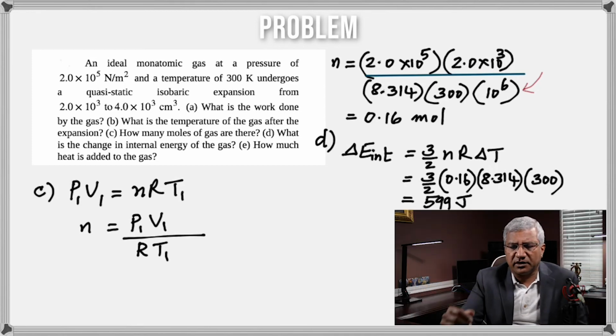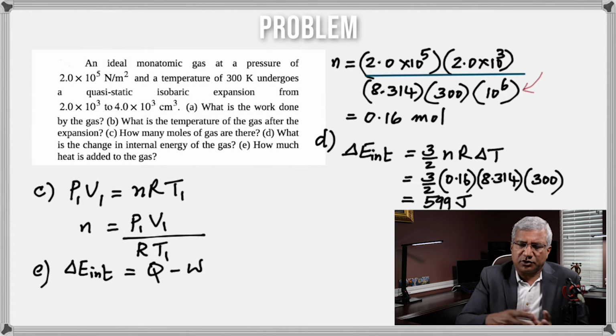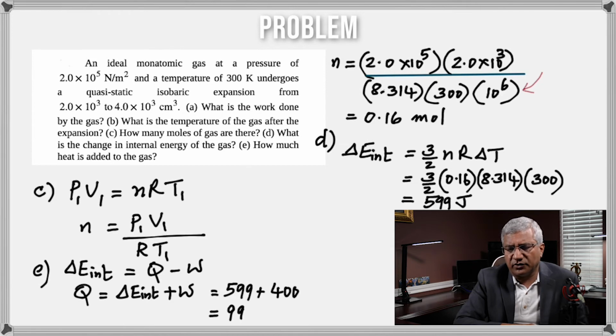And the last part is how much heat is added to the gas. That's where we have to use the first law of thermodynamics. All right, so how do we do this? We just got the change in internal energy. The quantity of heat coming in is the change in internal energy plus work. The work was 400, so you get 999 joules.